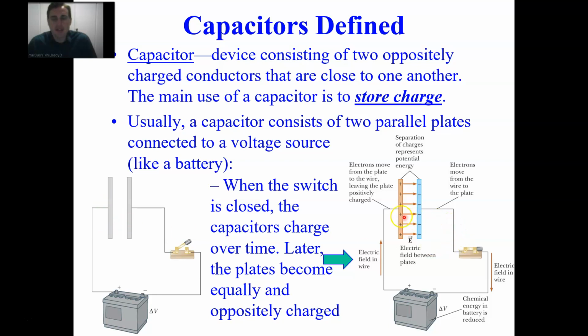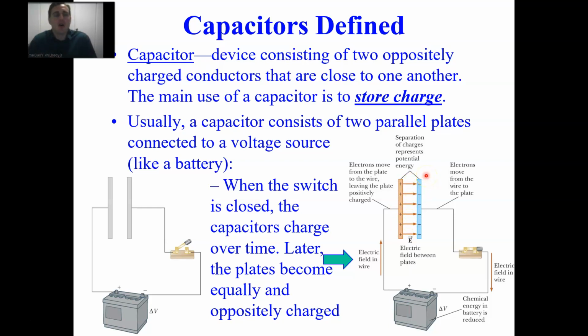But the idea is that if we take electrons away from the positive plate, we put them on the negative side of the capacitor, and each of these plates will have the same magnitude charge on them, but the positive side will have a deficiency of electrons, the negative plate will have a surplus of electrons, and there will be an electric field set up between the plates of the capacitor.